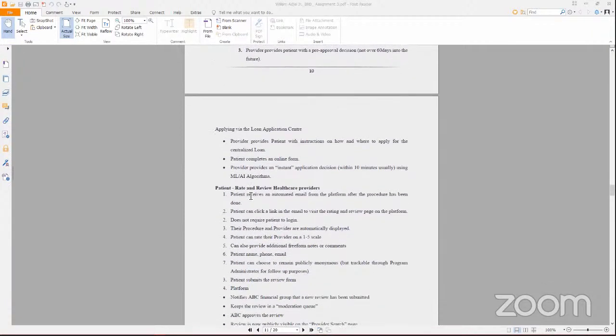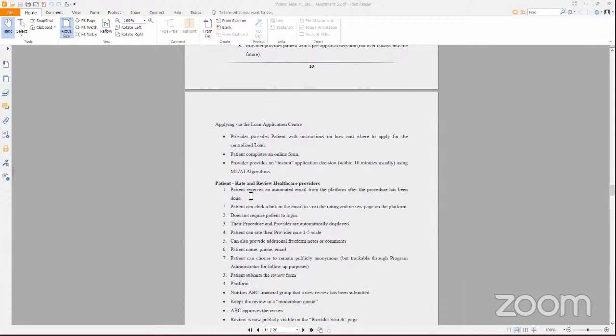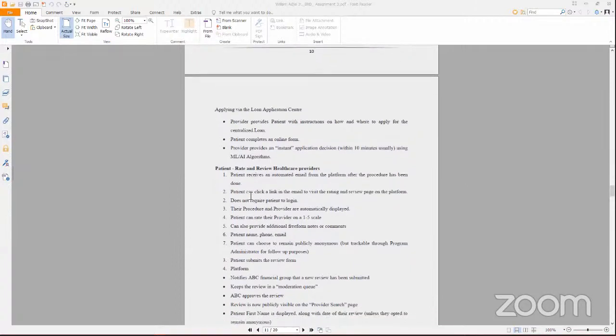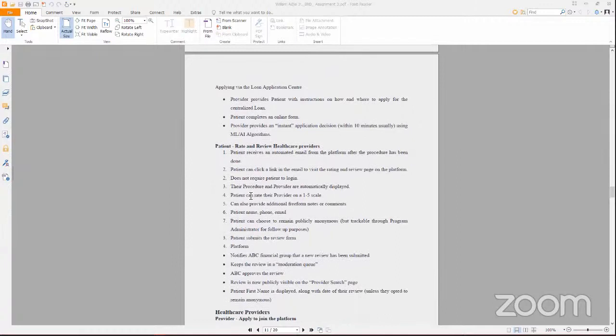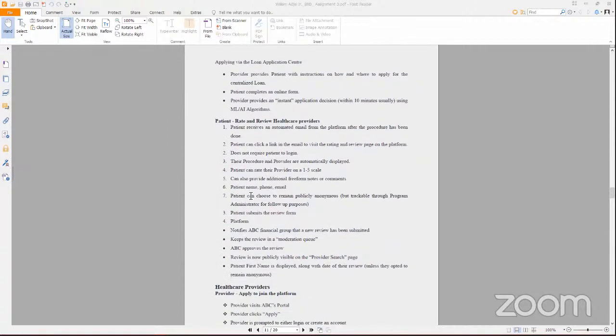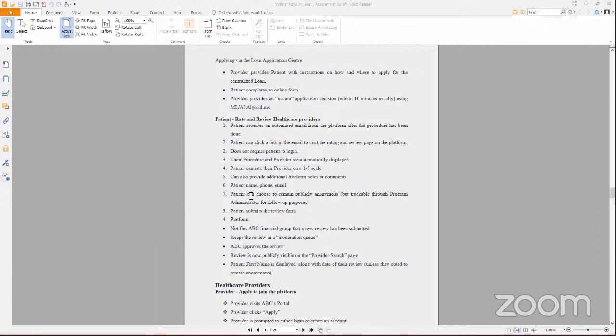Applying via the loan application center, the provider provides the patient with instructions on how and where to apply for this centralized loan. The patient completes an online form, and then the provider provides an instant application decision, usually within 10 minutes using AI. Then we have our patients rating and reviewing healthcare providers.